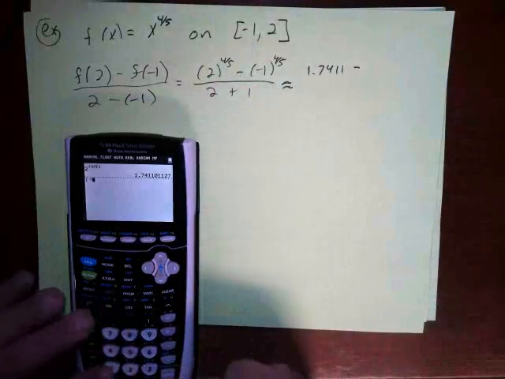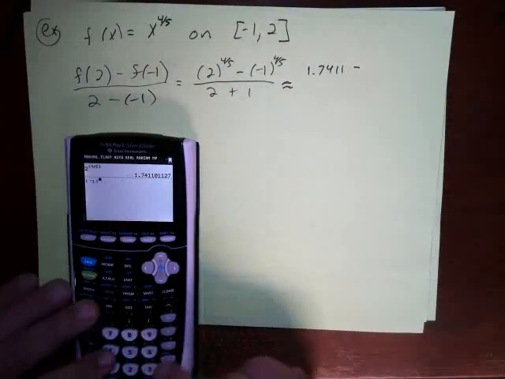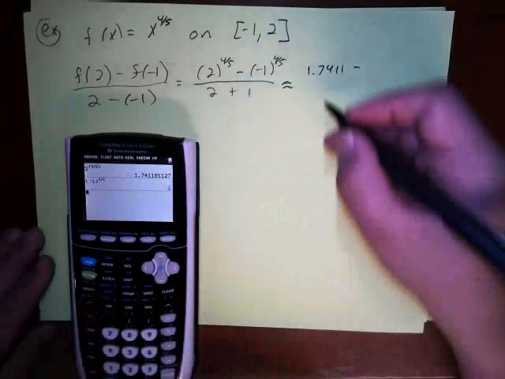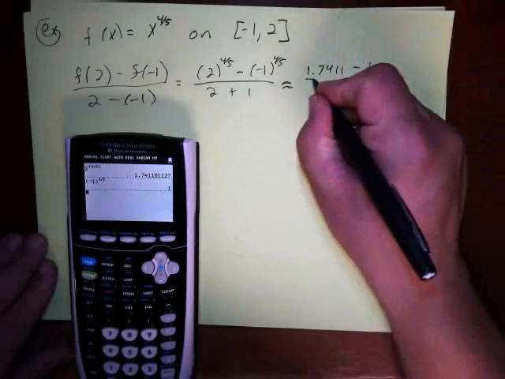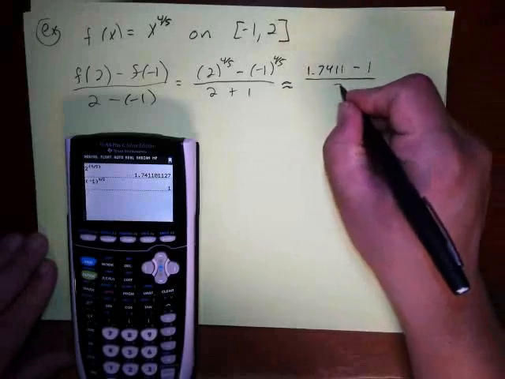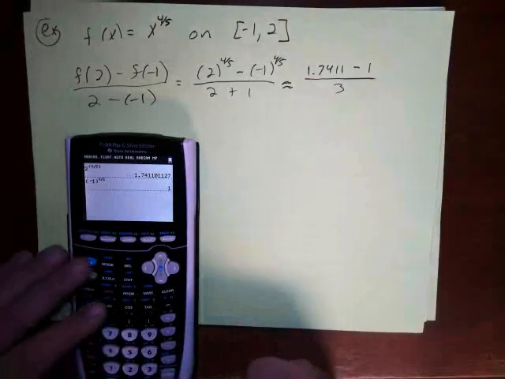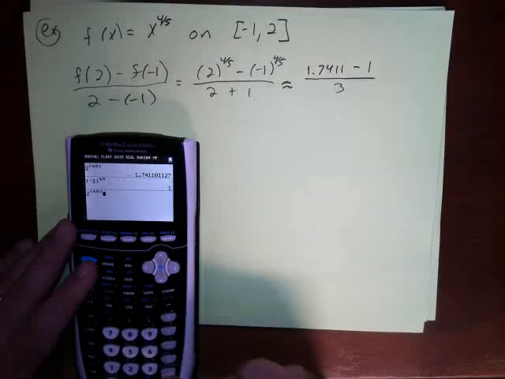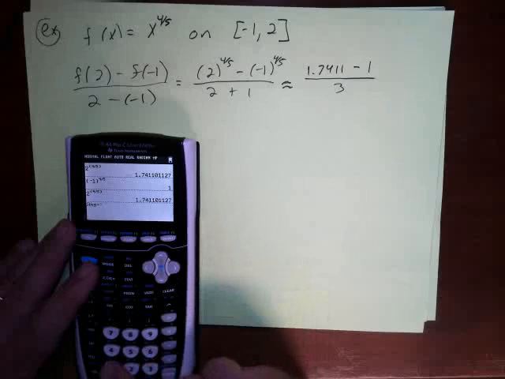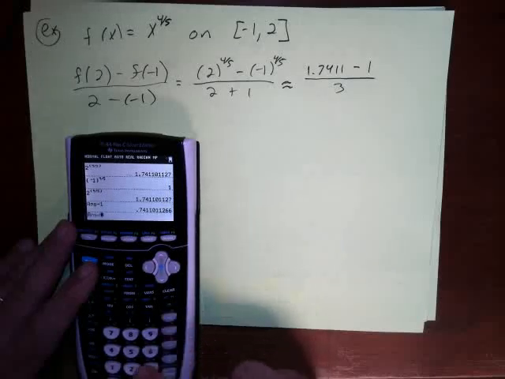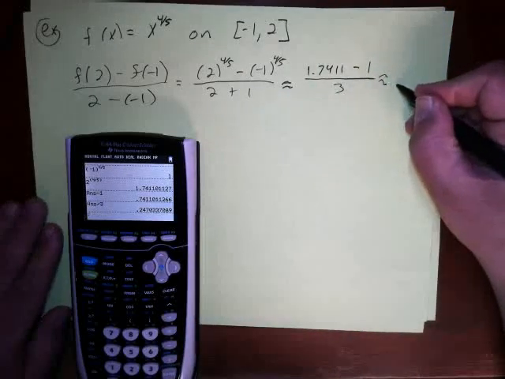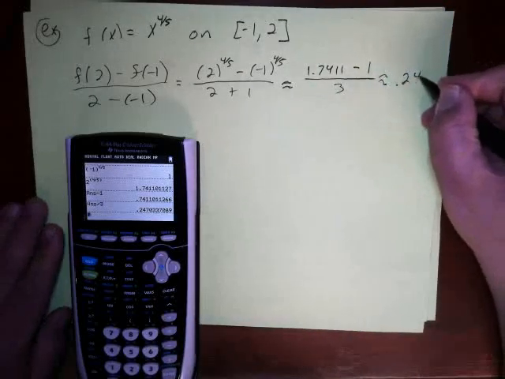And now if I do -1 to the 4/5, I get just 1. And then all this is divided by 3. So basically, I'm taking this number up here and subtracting 1, and then dividing that by 3. And this is an approximate, but this is good enough.